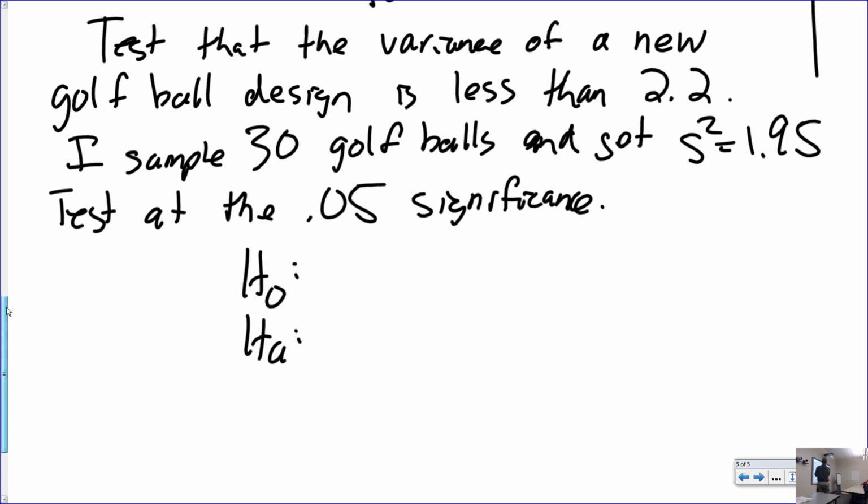Alright, so what's the Ho in this one? Or the Ha, whichever way you want to start. The 2.2. What about less than? So if the Ho is saying sigma squared is less than 2.2 for Ho. This is what's assumed is true? That's what I'm saying, that a new golf ball design is less than 2.2. Is that what I want to show or what we assume is true? That's what they assume. So they assume that it's less than 2.2.